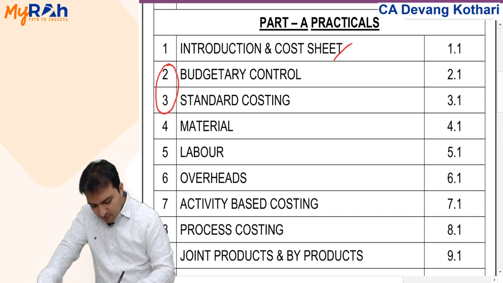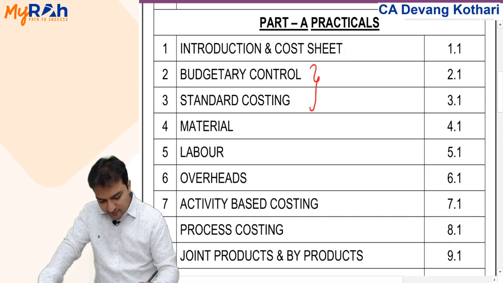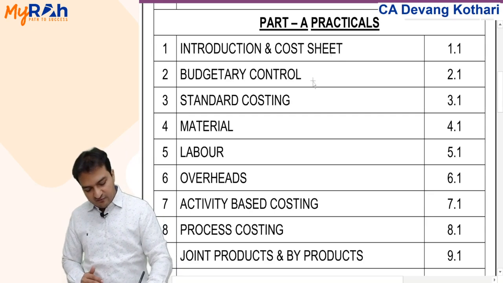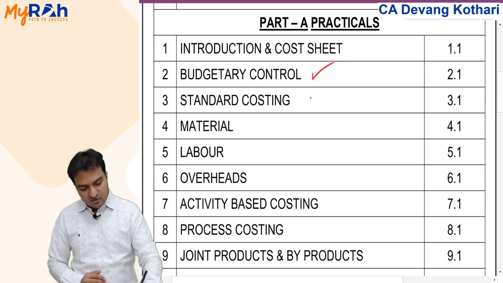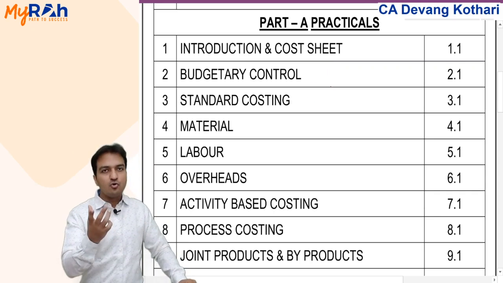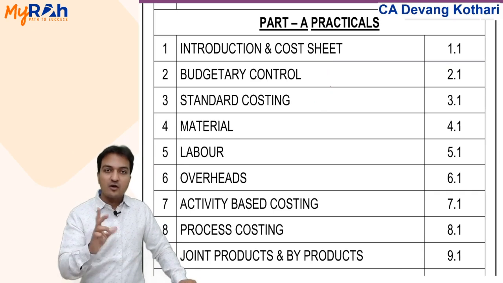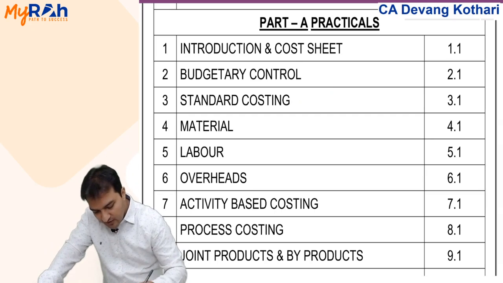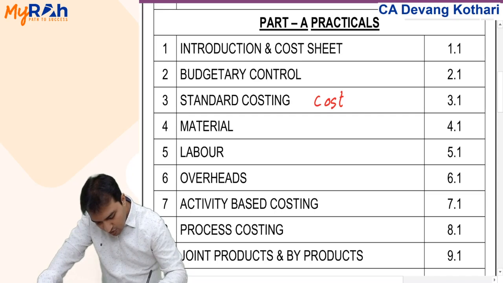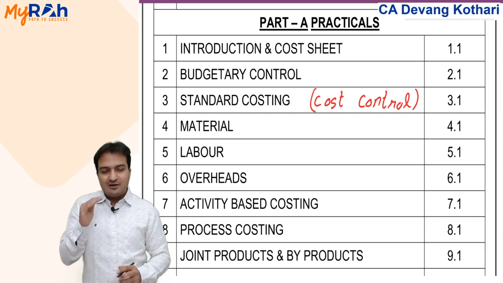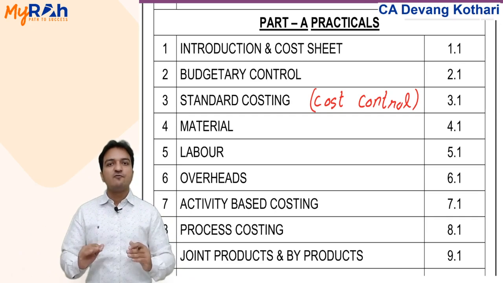Next, I will be covering a set of two chapters together. Consider these two chapters make up one set of chapters: budget and standard costing. Budget is the chapter where you make an estimate, while standard costing is the chapter where you compare that estimate with the actual, find where you went wrong and analyze what you should do next year to prevent that mistake. Meaning, standard costing is the chapter where we will do cost control. We will be learning about cost control, where we will compare actual cost with the estimate, find the difference, and find the reasons for that difference.